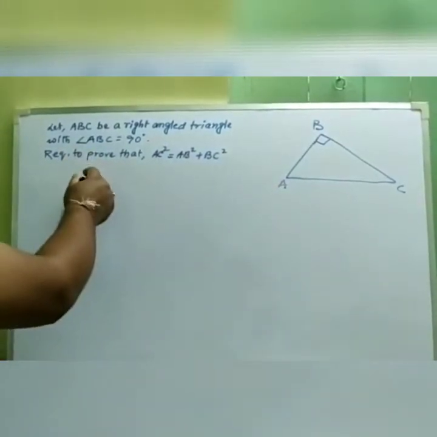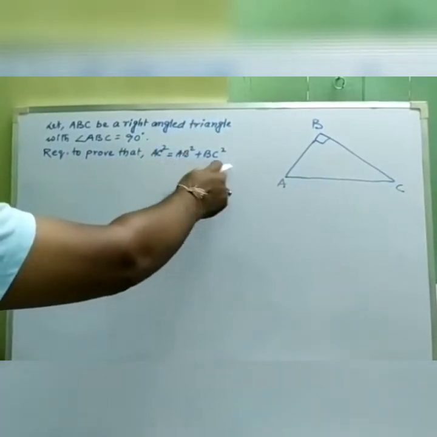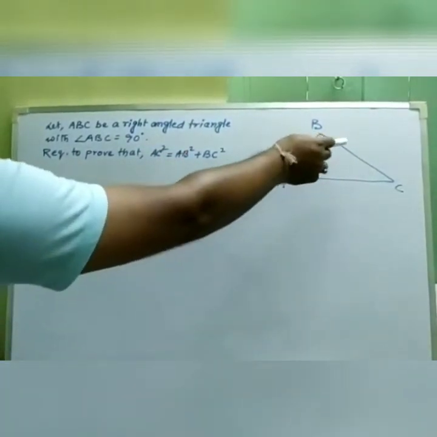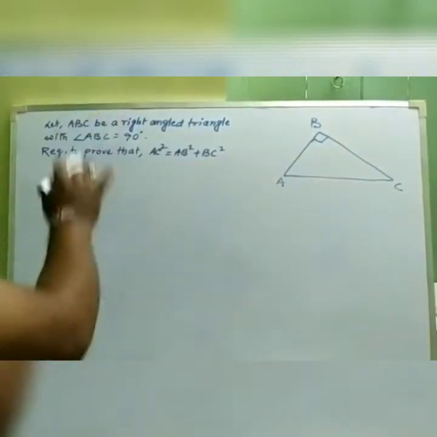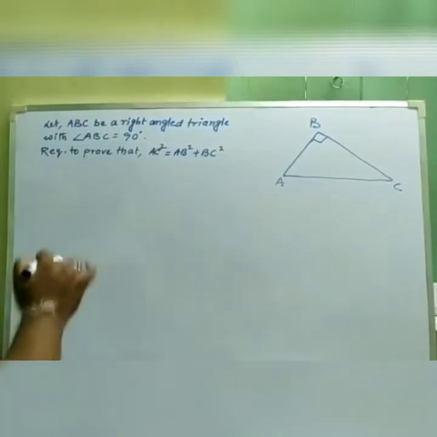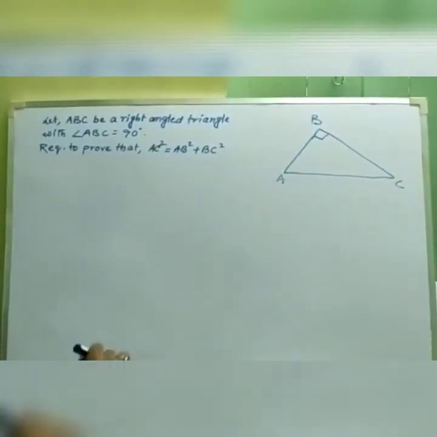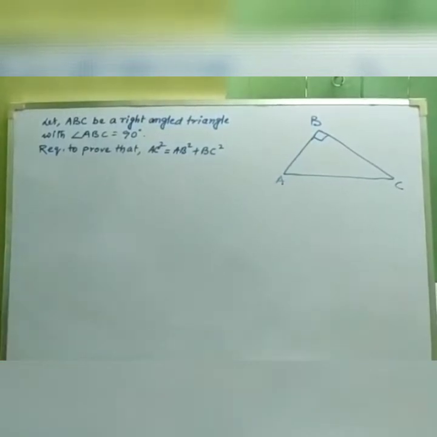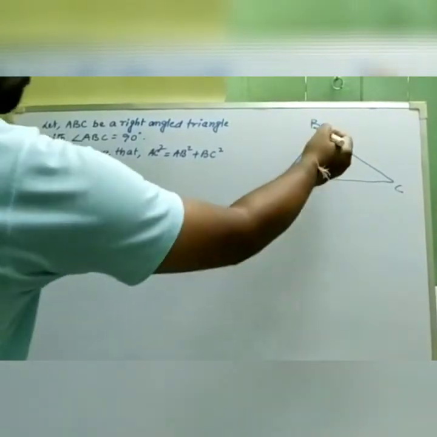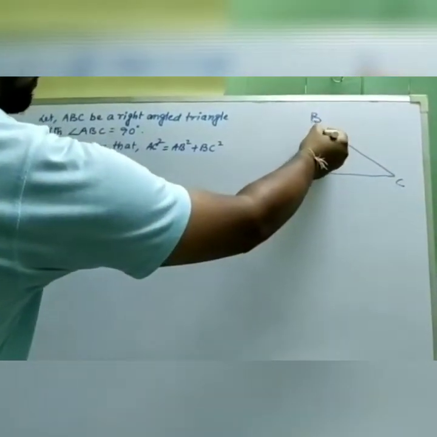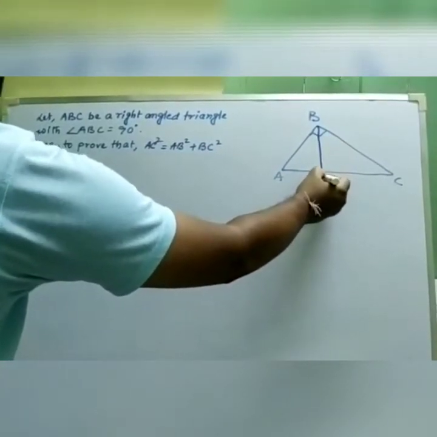So we are required to prove that the hypotenuse square, that is AC square, equals the sum of the squares of the remaining two sides, that is AB and BC. So AB square plus BC square we need to prove. So this is all about the Pythagoras theorem statement, and that we need to prove. Before starting the proof, we need a construction. So what do we need to construct? We need to draw a perpendicular from B to the hypotenuse, and that foot is D.